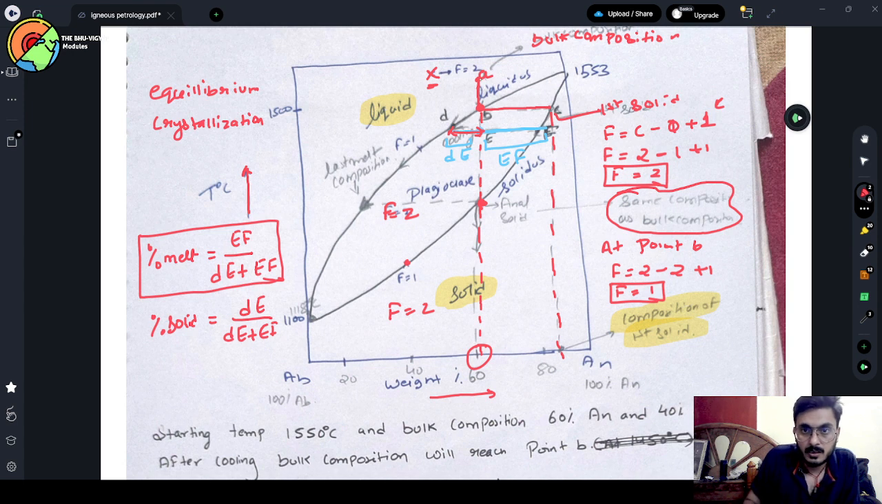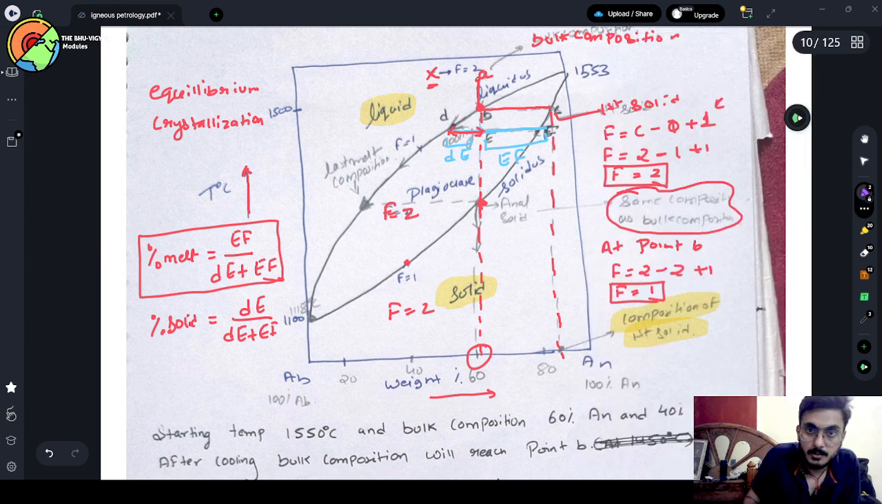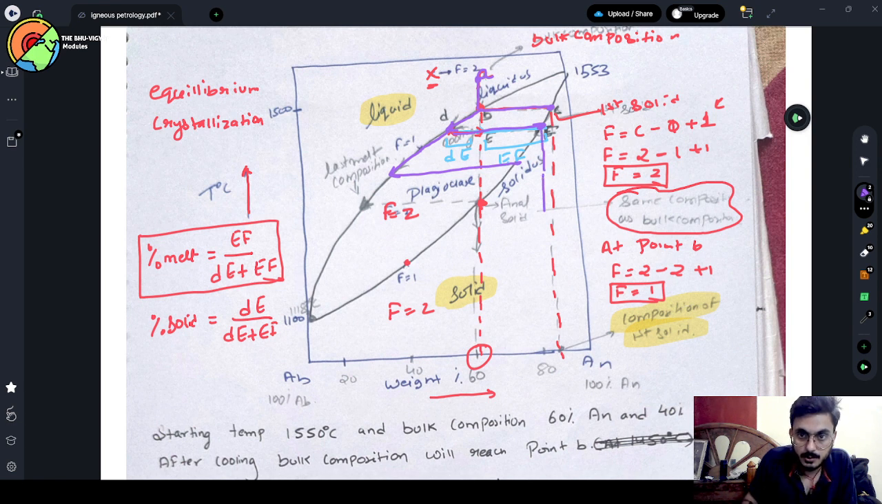Now I will use purple color here. I will explain the entire process. Here is the bulk composition at A, it starts to crystallize. This is the composition of our first solid. Now this curve will move in this direction like this, the next composition will be this one, then further this graph will move like this, and the composition of solid will be this, in purple color. I am showing the composition of solid here like this.